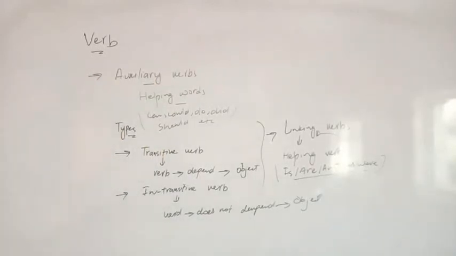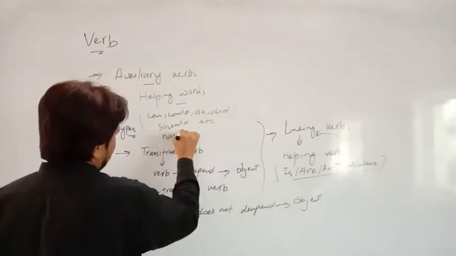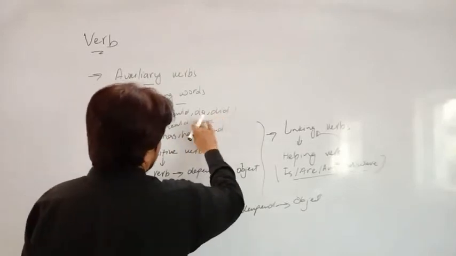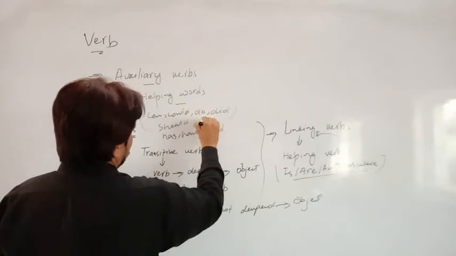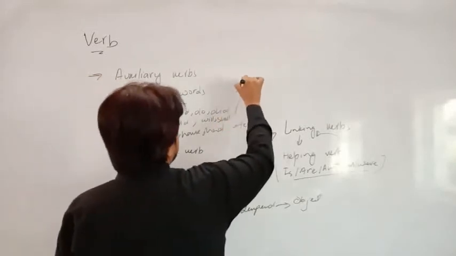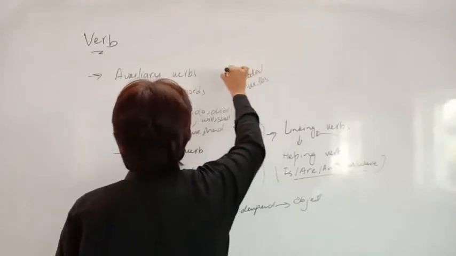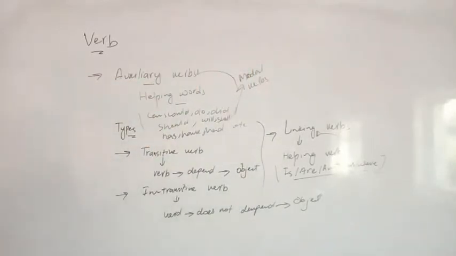Take a screenshot. These: has, have, had, will, shall, etc. All these words are also taken as modal verbs. Auxiliaries are also called modal.